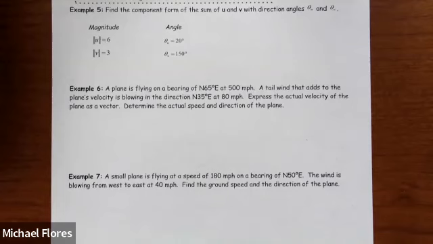Example 5, find the component form of the sum of u and v with direction angles theta subscript u and theta subscript v. At least I think that's how you say that, subscript. I don't really remember, but I think that's what it is. That's really not that important. But anyway, let's move on to what is important.